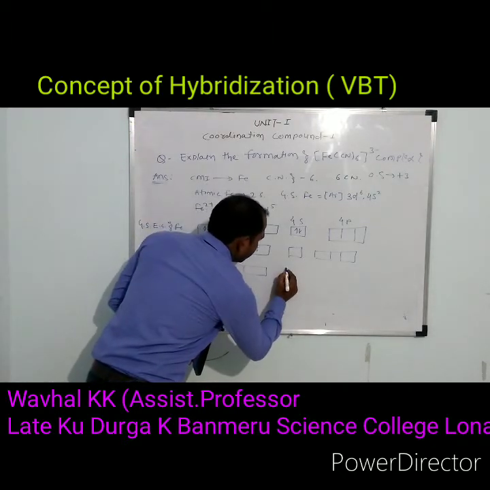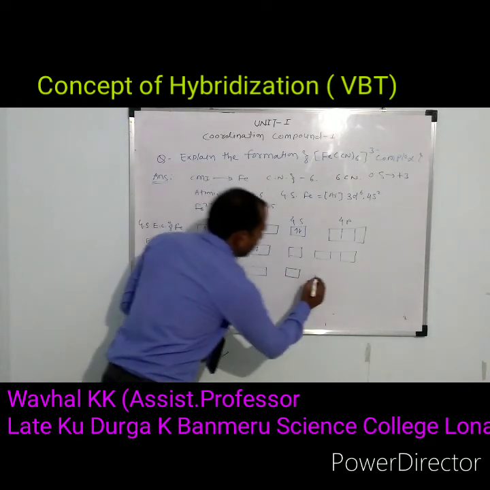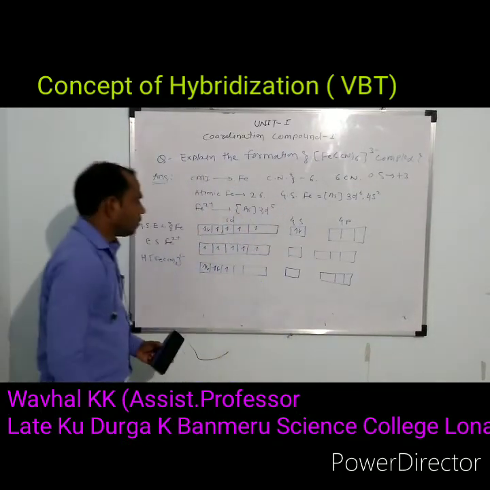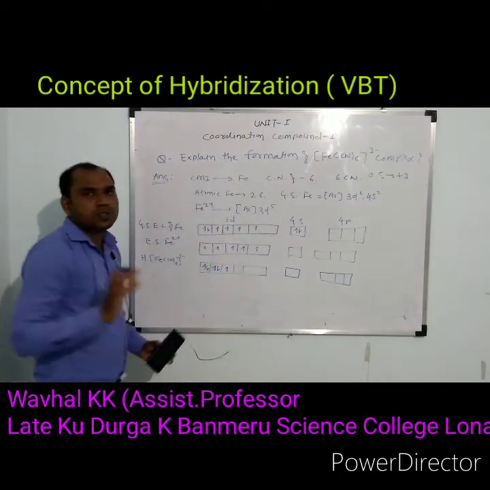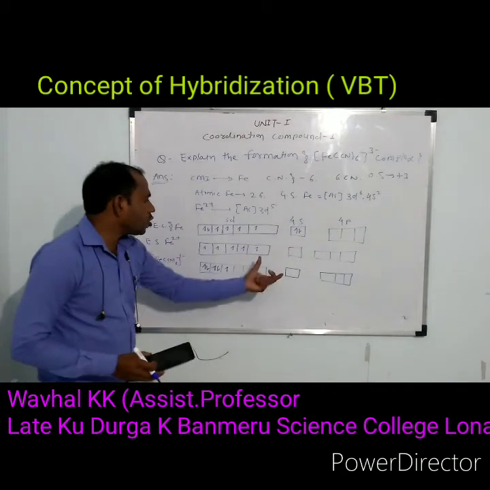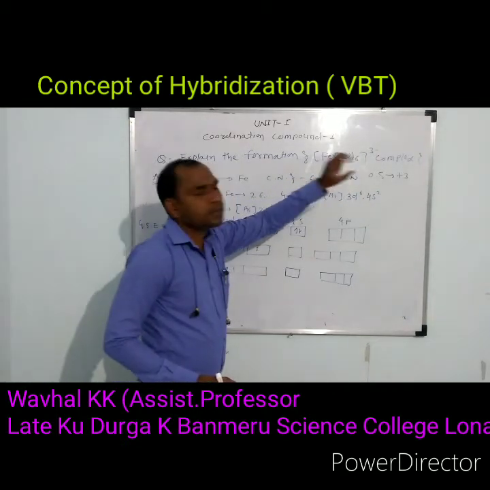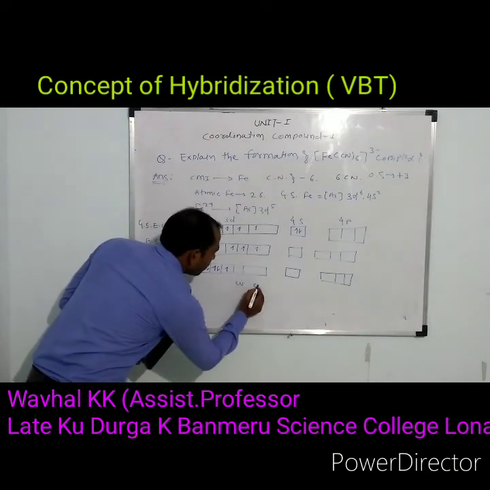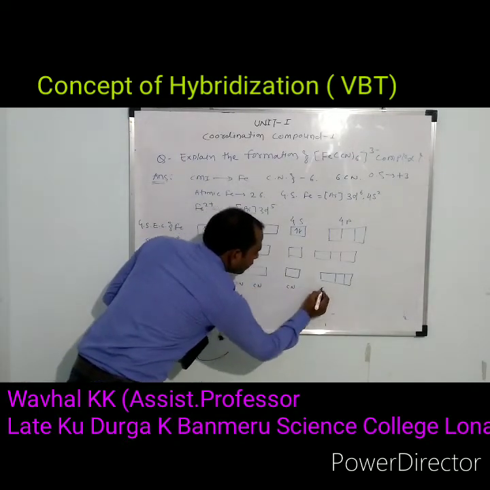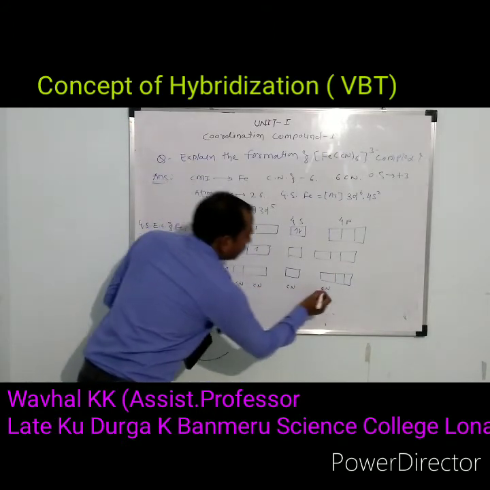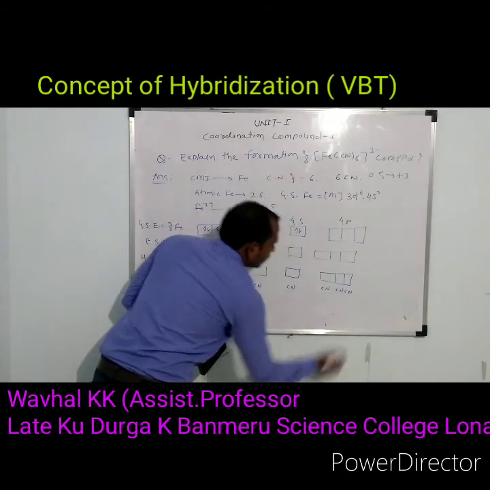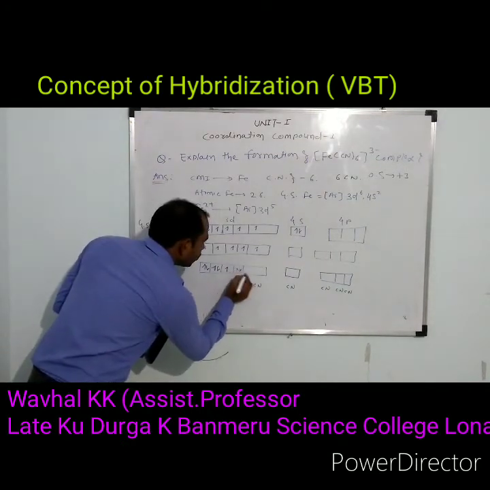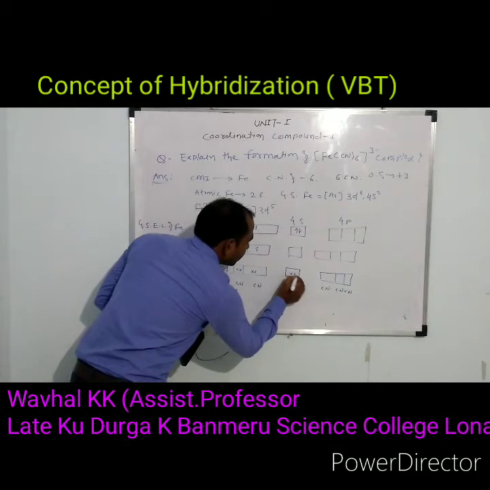In the d orbital, then the next orbital is the s orbital, and the next 3 are the p orbitals. Then CN gives a lone pair of electrons into the vacant orbitals. The total number of CN is 6. Then 6 CN donate lone pairs of electrons. I show this with a cross sign here.